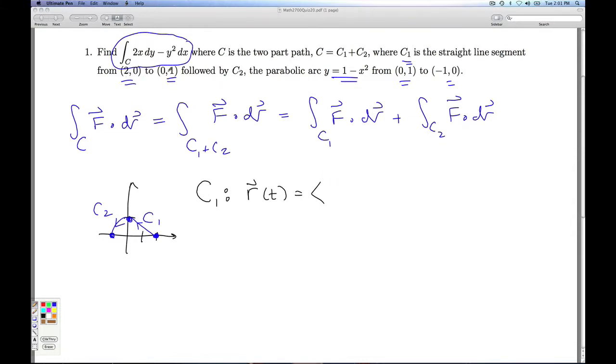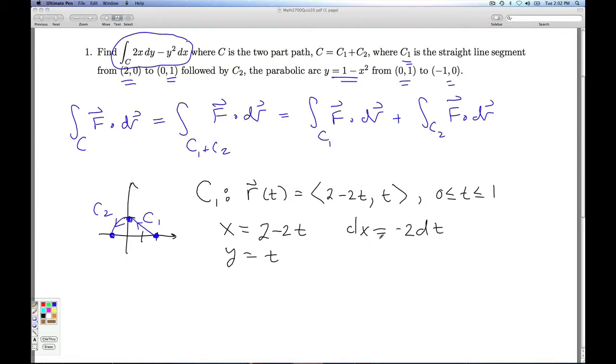We're going from (2, 0) to (0, 1), so we start with an x value of 2, and we have a displacement in the x direction of -2. We start with a y value of 0 and end up at y of 1. So that's the straight line segment. x is a function of t: in this case, it's 2 minus 2t, so dx is -2 dt. y is a function of t: in this case, it's just t, so dy is dt. So this is what we get from the parameterization.